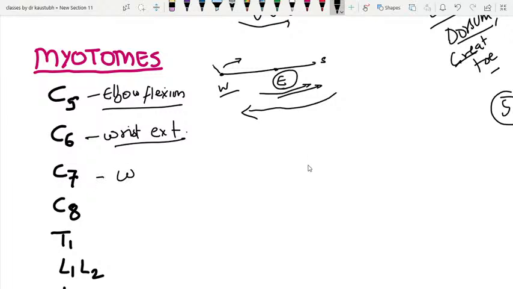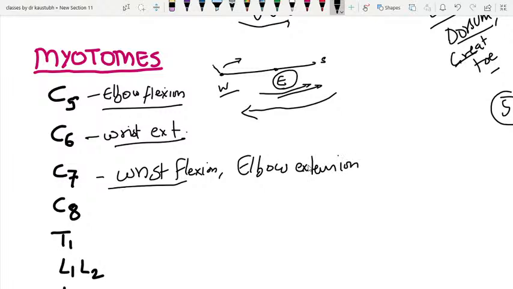Okay, so wrist flexion and elbow extension will be C7. Understood the trick to remember? Okay. After this, the thing remains is your hands, your fingers. So now you have taken your entire upper limb away from the body.